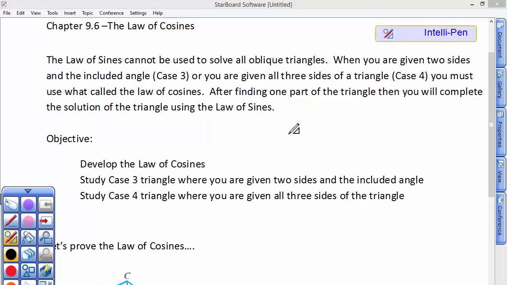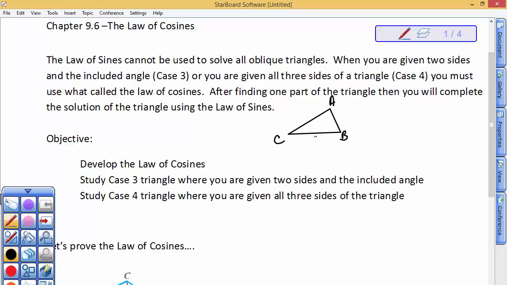If you have a triangle, that was supposed to be a straight line. If you have a triangle and you're given, let's put some letters on it, A, B, C, and therefore this would be little a, this would be little c, and this would be little b.